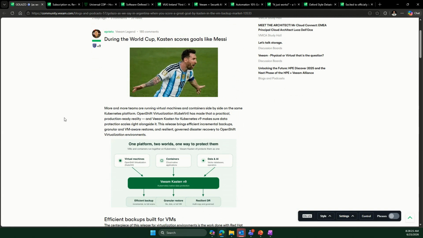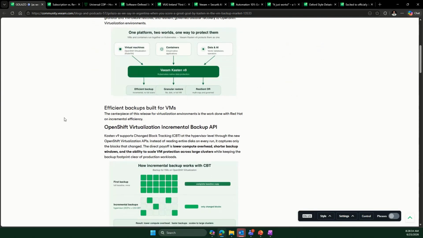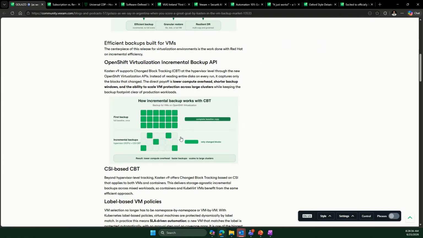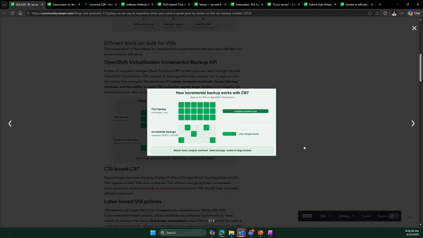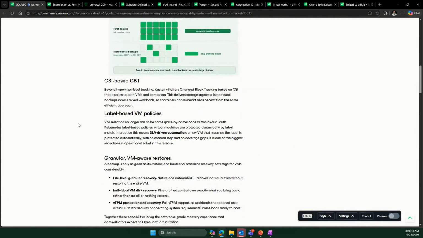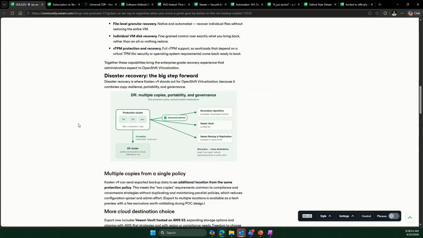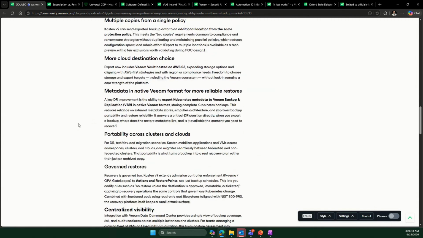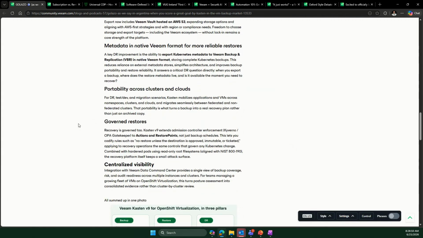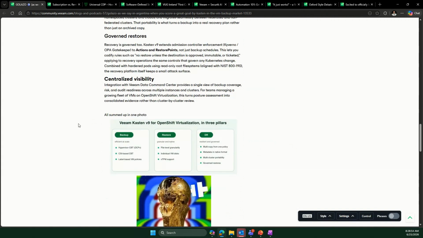And then he also talks about operational simplicity, label-based VM policies. Protection becomes basically dynamic instead of manually mapping every VM into jobs or namespaces. And then he talks as well that on the restore side, it goes beyond basic VM recovery with file level restores, individual disk recovery, and vTPM support, which basically matters for modern secure VM workloads.